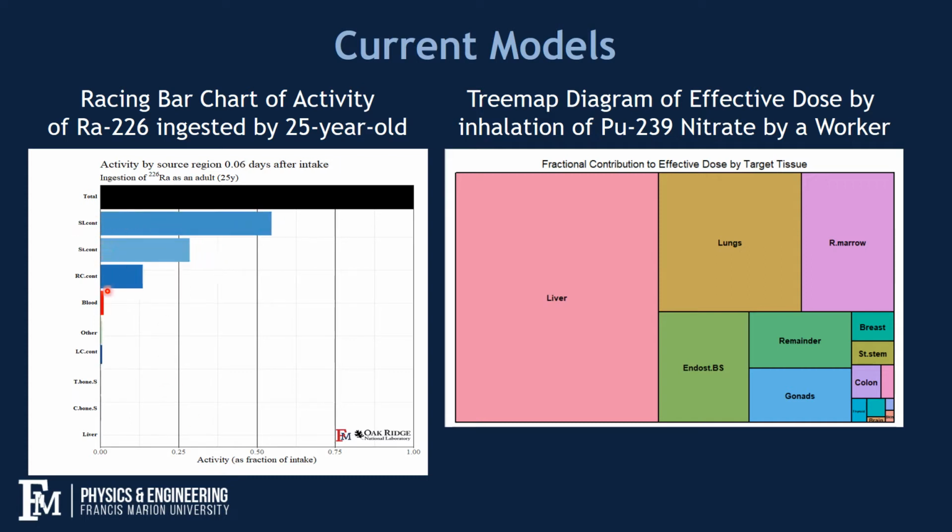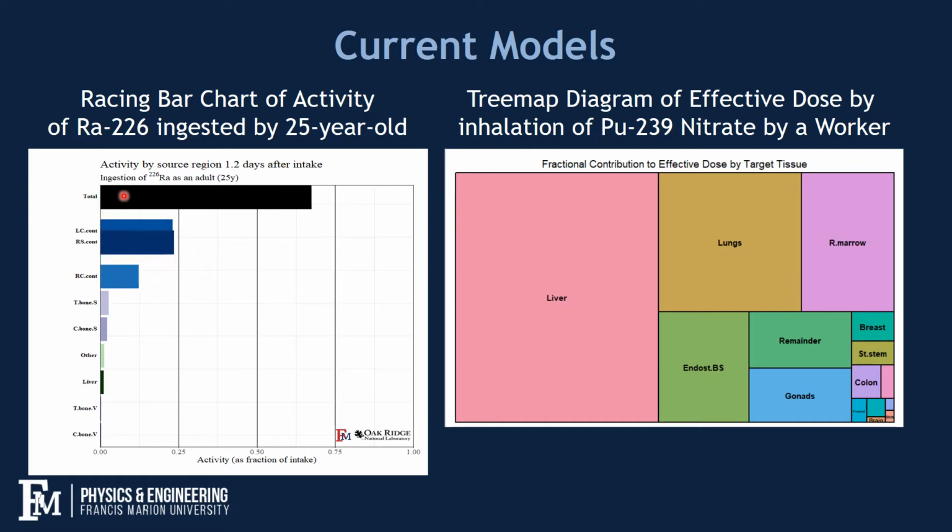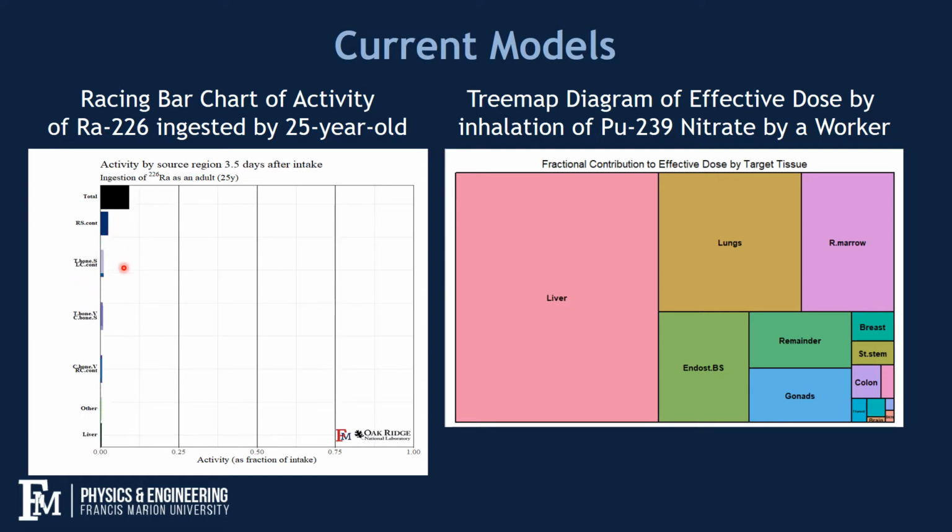Each of these bars represent different source regions or target regions of the body, with the total being this black bar up here. This is due to the ingestion of radium-226 ingested by a 25-year-old. And so this gives a pretty good idea of how much activity is within the body due to this radionuclide and in what body parts they affect. But we still can't really see it in an anatomical perspective.